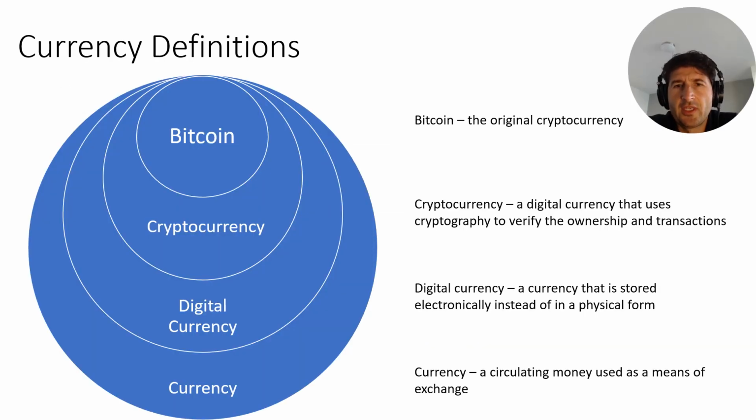So Bitcoin is the original and most important cryptocurrency. A cryptocurrency is a digital currency that uses cryptography to verify the ownership and transactions. And this is a type of digital currency, right? So there can be digital currencies that are stored electronically instead of in a physical format. And digital currency is just one type of currency. Currency is just the circulating money used as a means of exchange, and that can include physical notes and other things as well.